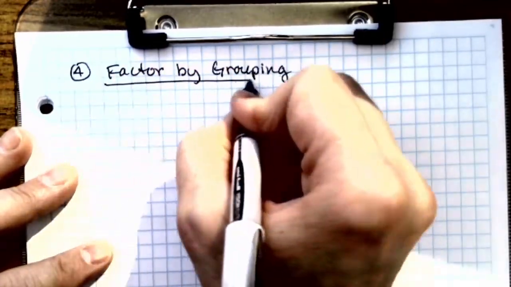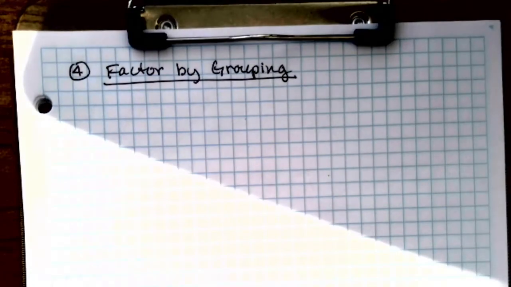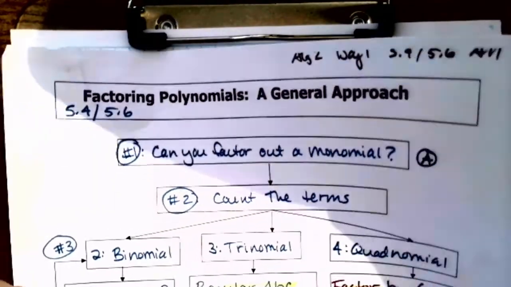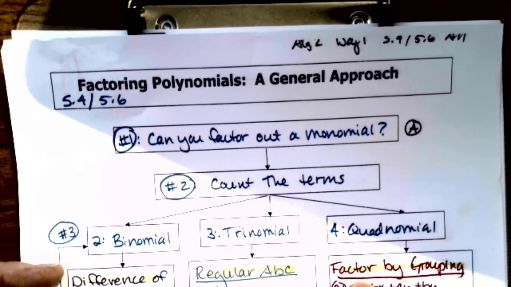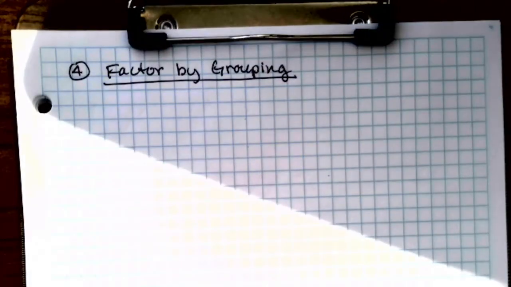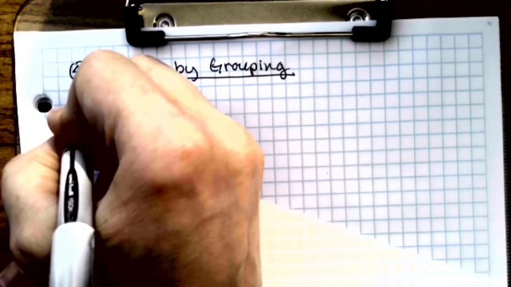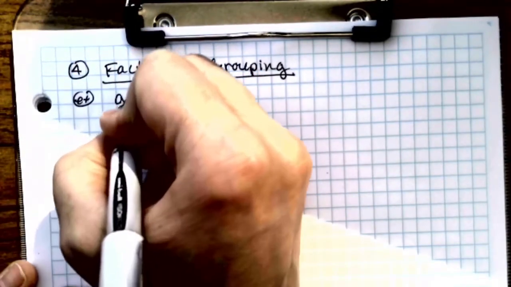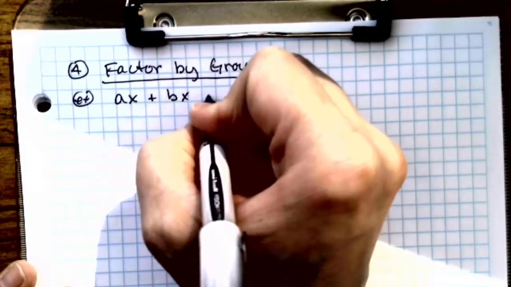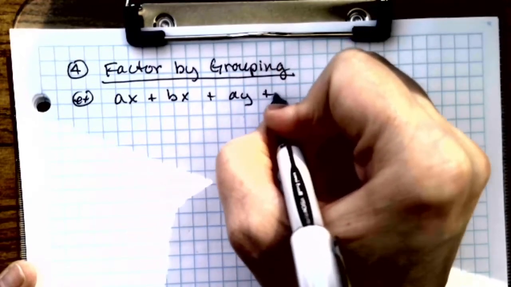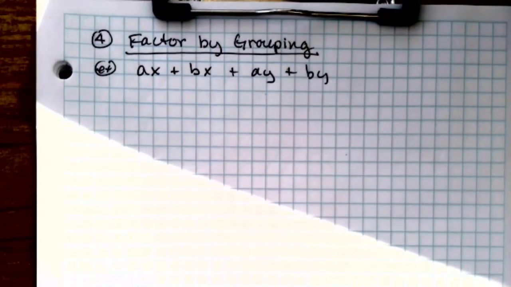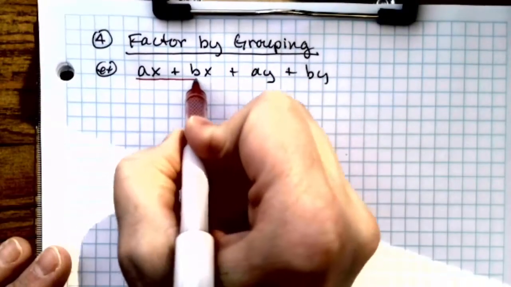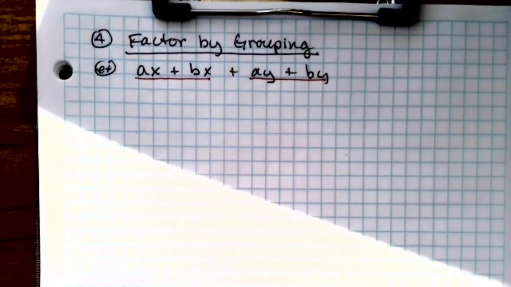Factor by grouping. Okay, factor by grouping fits into our patterns because when you count the terms, you end up with 4 terms, which is a quadnomial. That's when you use factor by grouping. So here's an example of factor by grouping. ax plus bx plus ay plus by. So the way you factor by grouping is you designate 2 pairs. So I'm going to designate 1 pair and 2 pairs.